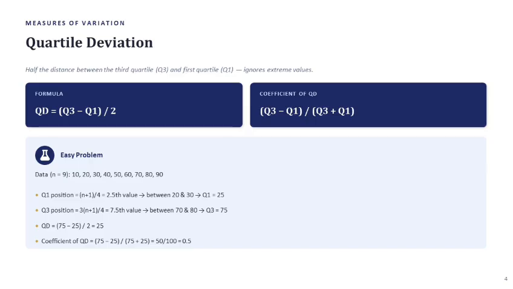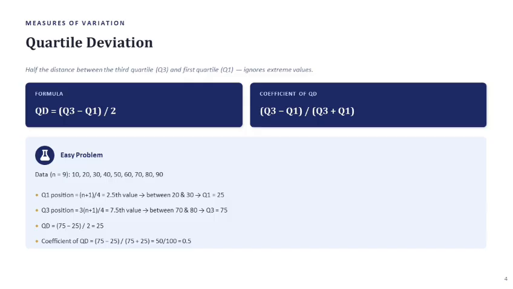The quartile deviation is half the distance between the third quartile and the first quartile. The formula is QD is equal to Q3 minus Q1 by 2, where Q3 is the third quartile and Q1 is the first quartile. And the coefficient of quartile deviation is Q3 minus Q1 divided by Q3 plus Q1. Now an easy problem. Here the data set is given as 10, 20, 30, 40, 50, 60, 70, 80, 90. Here the number of items is 9. Therefore we write n is equal to 9.